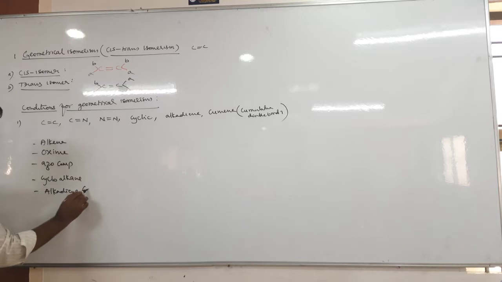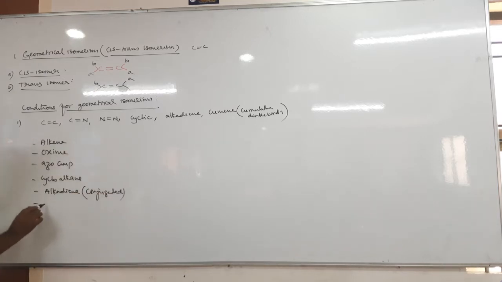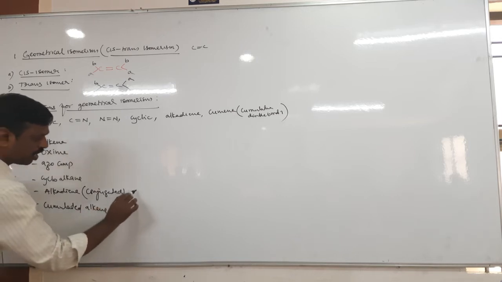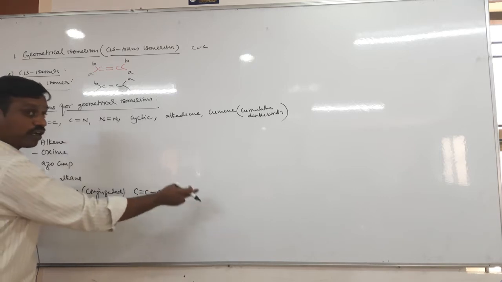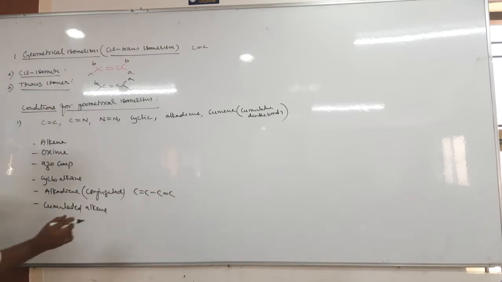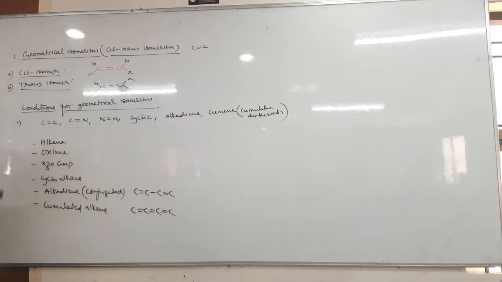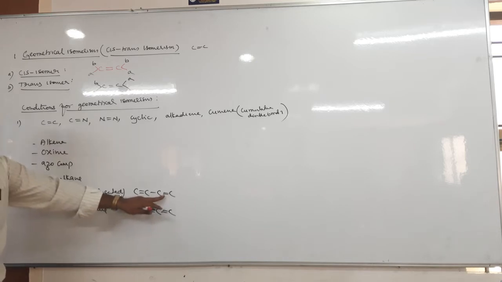Alkynes, they are actually conjugated dienes, and cumulated. What is a cumulated? Cumulated alkenes. What is a conjugated? Double bond, single bond, double bond. It means double bonds should be in alternate positions, that is conjugated. If the double bonds are in continuous positions, like this, it is called cumulative. Alright? Cumulative alkenes. It is conjugated alkenes.